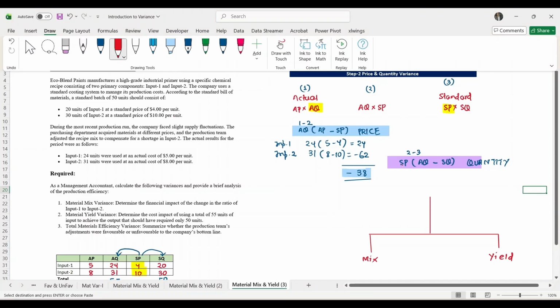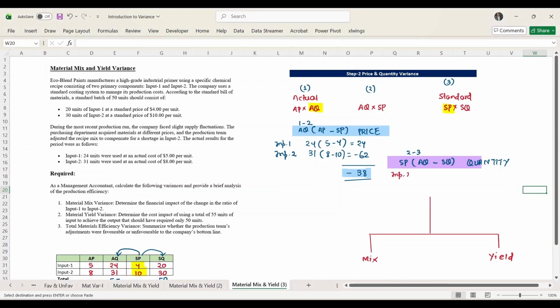Quantity variance, the formula is SP into AQ minus SQ. So we have 2 inputs. First we'll do it for input 1, then for input 2. For input 1, what is the SP? Standard price is 4, so we'll write down 4 here. Actual quantity minus standard quantity. Actual quantity is 24 here, standard quantity is 20 here. So 24 minus 20, which is 4, so 4 into 4 is 16, and here we'll put 10.